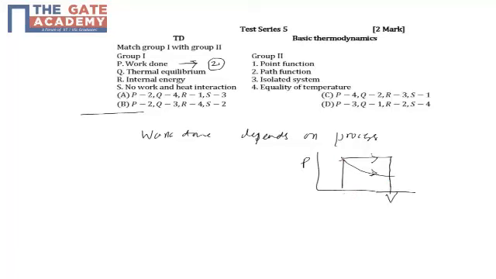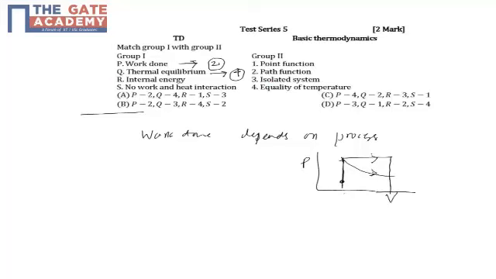And then if it is isochoric, it is 0. So it all depends on the process. So it is a path function. Thermal equilibrium basically means equality of temperature, so that is 4.